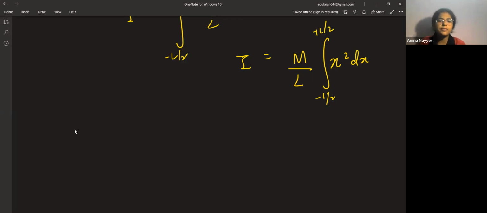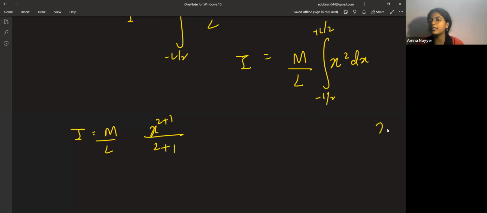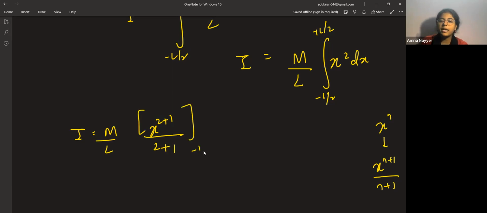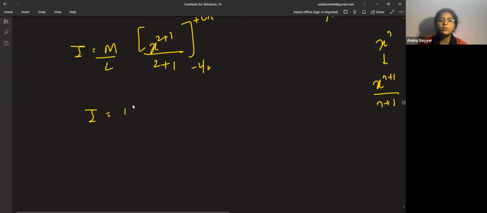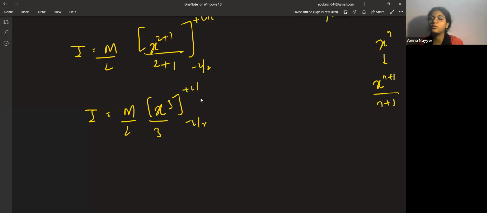X square is given. Mass by L is already constant. X to the power n will be x to the power n plus 1 divided by n plus 1. So x to the power 2 plus 1 by 2 plus 1, with limits from minus L by 2 to plus L by 2. This becomes x cube, so I is equal to M by L into x cube by 3 from minus L by 2 to plus L by 2.